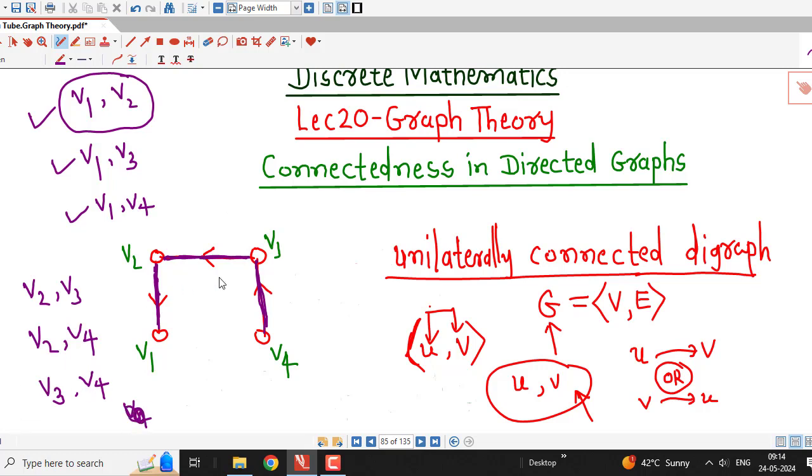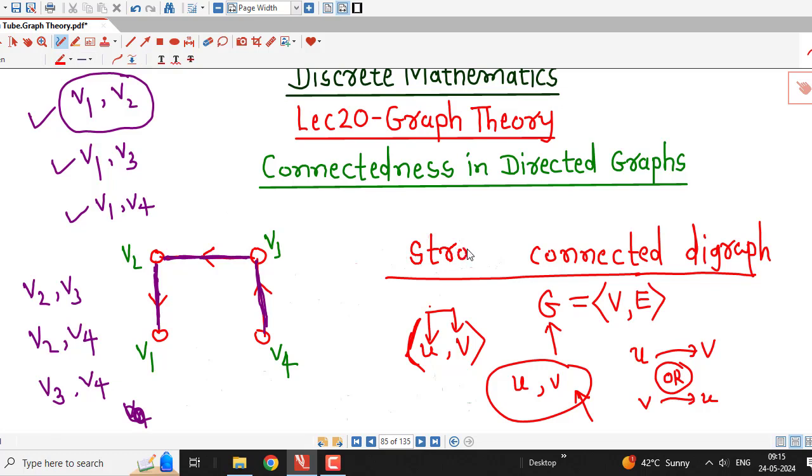So we have seen that for any two distinct nodes in this directed graph, at least one node of the pair is reachable from the other node. Therefore, this is an example of a unilaterally connected directed graph. And the next definition is strongly connected directed graph.